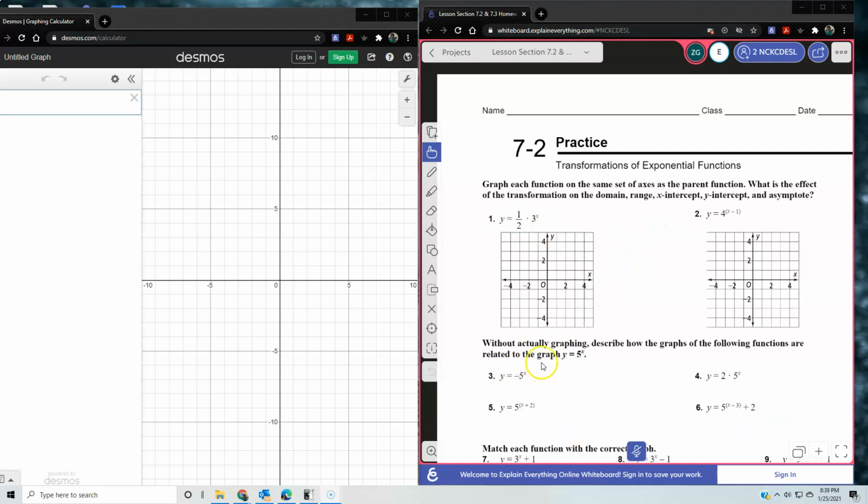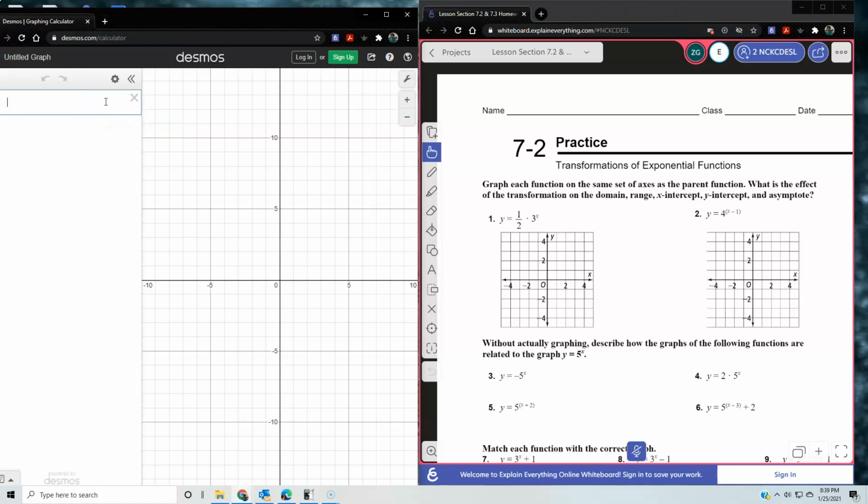3, 4, and 5, you have to describe without graphing, but we're going to use the Desmos calculator, and you're going to see what effect happens with the transformation that takes place. And then the last several problems are matching. So let's go ahead and graph the parent function.